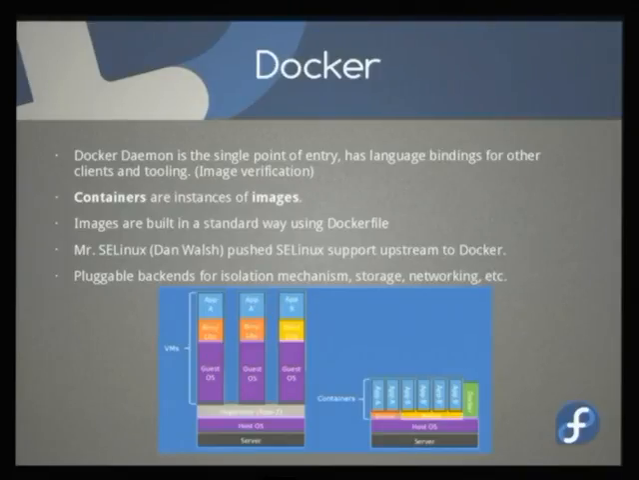So the Docker daemon I mentioned before is a single point of entry. It has language bindings for clients in other languages. The one that I'm most familiar with is the Python bindings. So a container in Docker vocabulary is an instance of an image, and this image is effectively a tarball of tarballs and metadata if you really break it down, and it has what they call a storage graph driver, and it will do layers and those kinds of things.